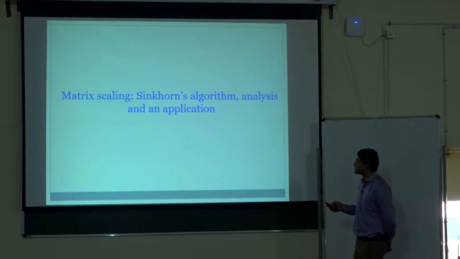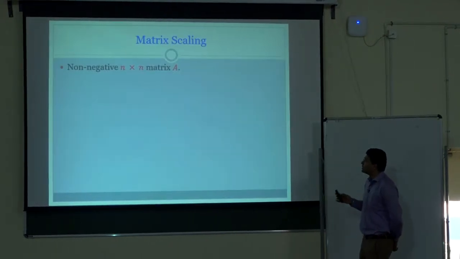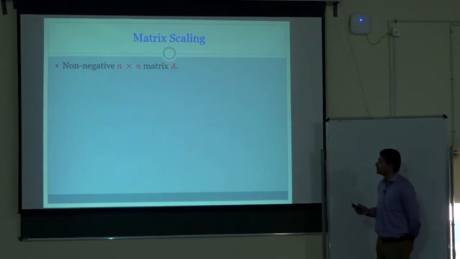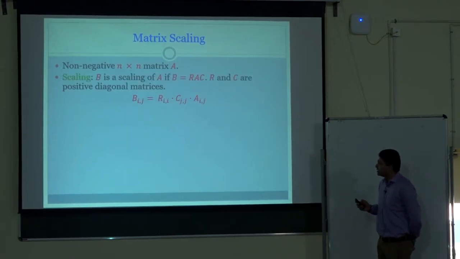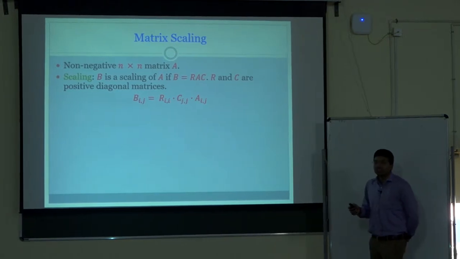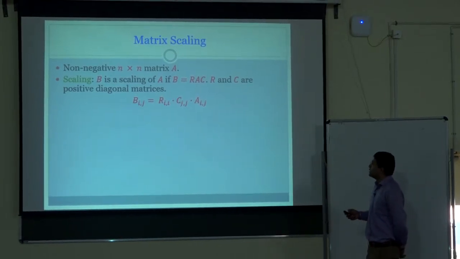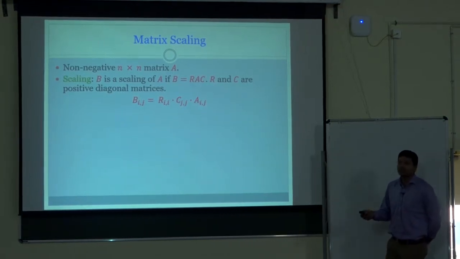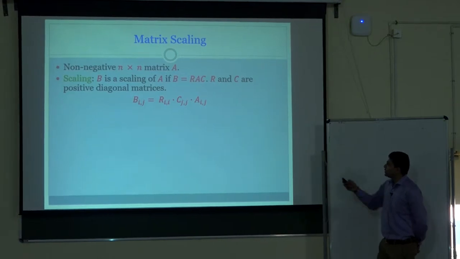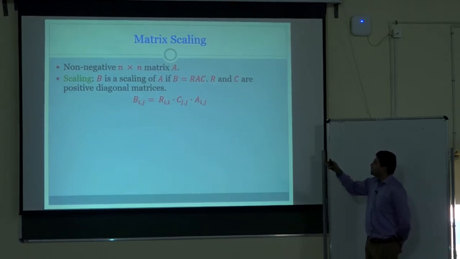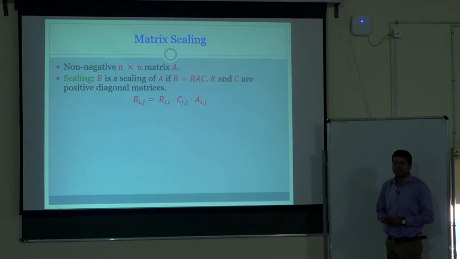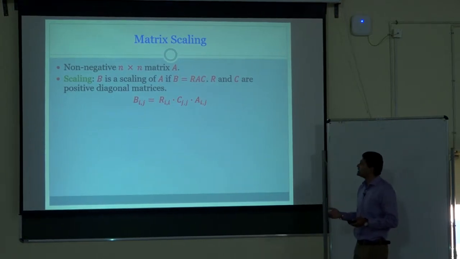So what is matrix scaling? The input is a non-negative n by n matrix A. The entries of this matrix are non-negative real numbers. Given this matrix A, I'll say another matrix B is a scaling of A if B is obtained by multiplying A on the left and on the right by diagonal invertible matrices. So you take your matrix A and you pre- and post-multiply by diagonal matrices. Or in other words, each row you multiply by a scalar and each column you multiply by a scalar. If you do this, I'll say that the matrix B is a scaling of A.